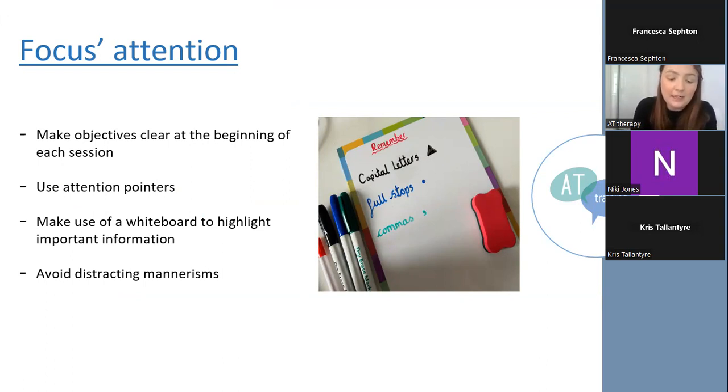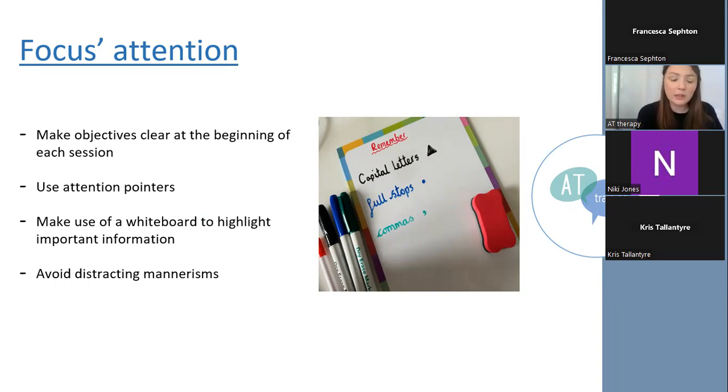When we're doing lessons or teaching or doing activities, we need to try and make objectives clear at the beginning of the session. We need to clearly state the learning objectives before starting the session. This will help the learner understand what they are expected to learn and accomplish during this session, and it also provides direction and purpose, making the learning experience more focused and meaningful.